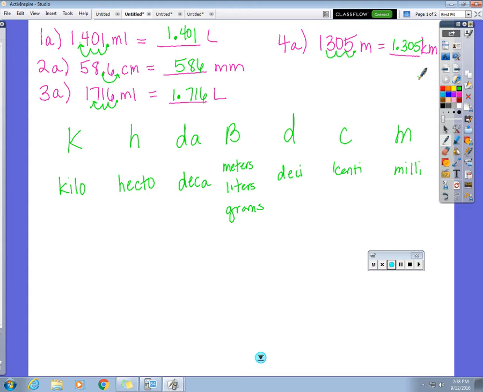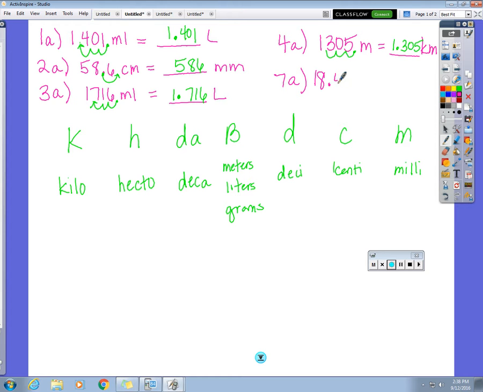Now, eventually you can round these. Like you could put 1.31 or just 1.3. But for now, just write it out like it is. Okay, now one more, 7a. And then you're going to be doing the rest by yourself. But pay attention to this one. It's a little bit different.